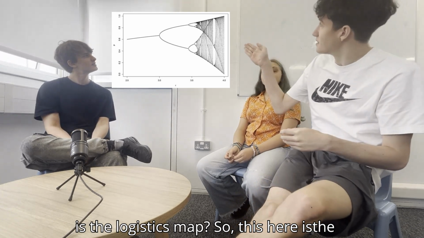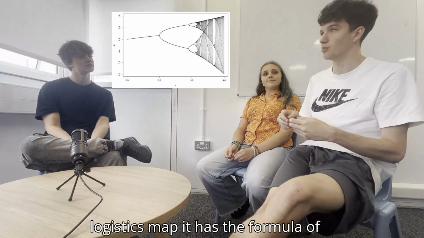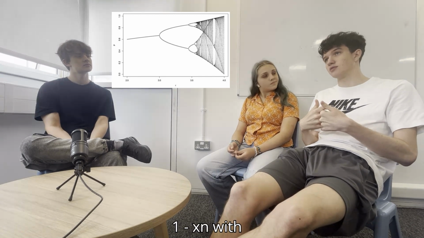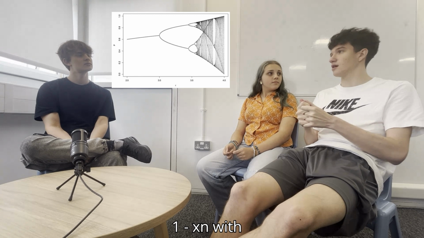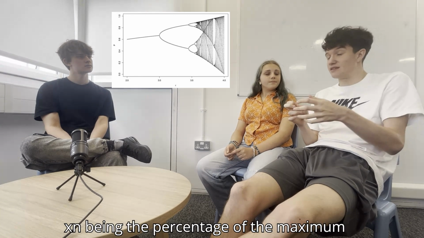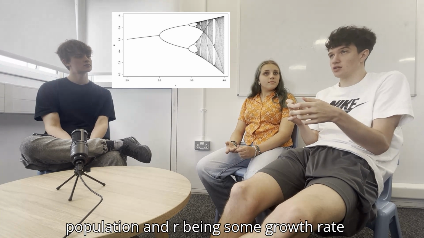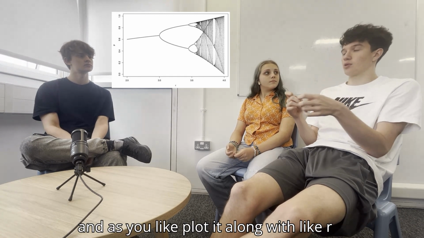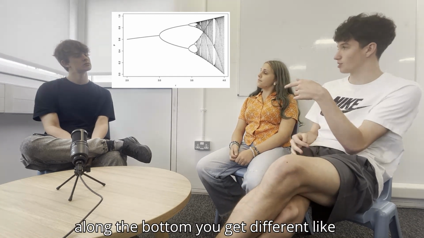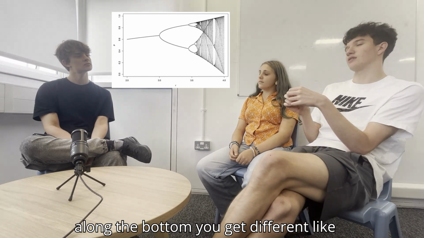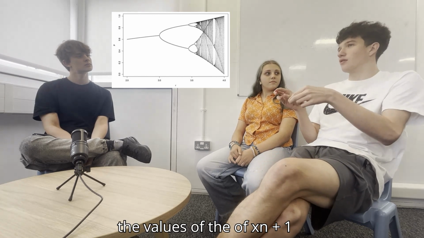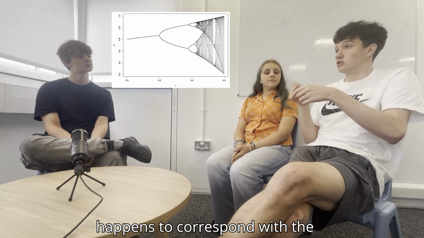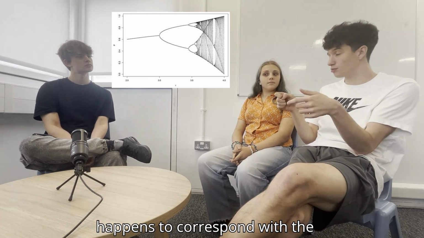So this here is the logistics map. It has the formula x(n+1) equals r times x(n) times (1 minus x(n)), with x(n) being the percentage of the maximum population and r being some growth rate. And as you plot it with r along the bottom, you get the values of x(n+1) start oscillating.